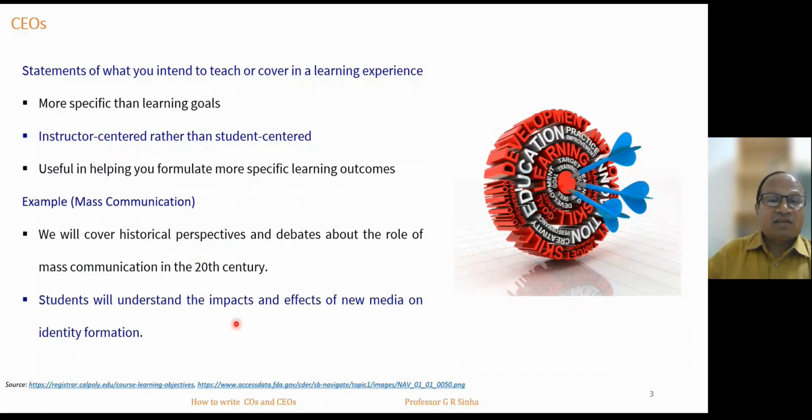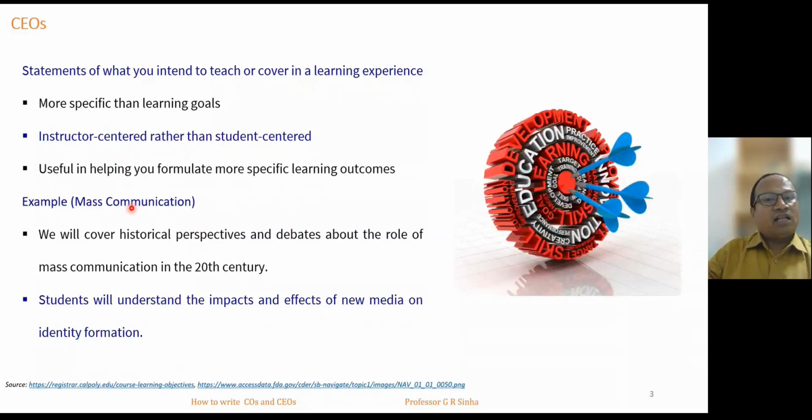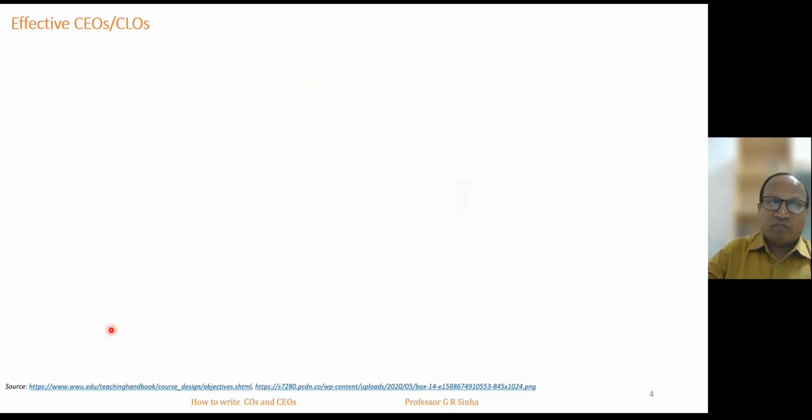Students will understand the impacts and effects of new media on identity formation. So this is one more objective related to mass communication. In a similar manner, we can write course objectives for all the courses. Say the course is on artificial intelligence. So we can say that we will cover the mathematical and cognitive aspects of artificial intelligence. We can also say that we will cover the potential applications of artificial intelligence and the challenges and issues of artificial intelligence. Like that, for any course, we can write the aims and objectives.